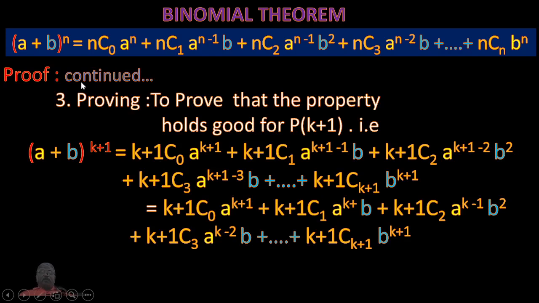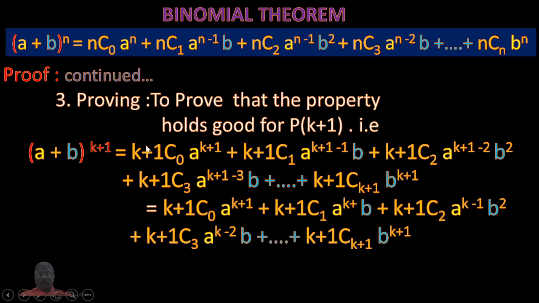So, it is the continued proof. We have to do that proof. Actually, we have to show that P(k+1) is true. That means we have to show (a+b)^(k+1) = (k+1)C0 a^(k+1) + (k+1)C1 a^k b + ... + (k+1)C2 a^(k+1-2) b^2, etc. We have to show this.